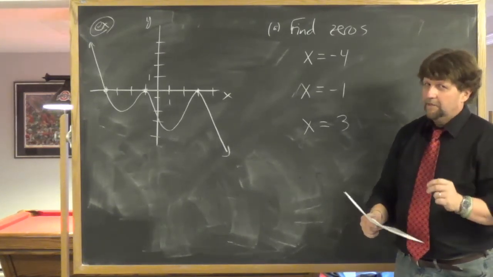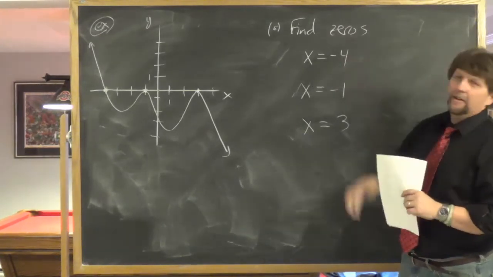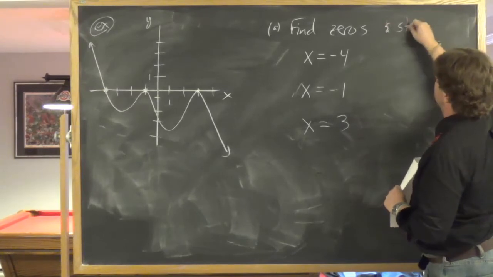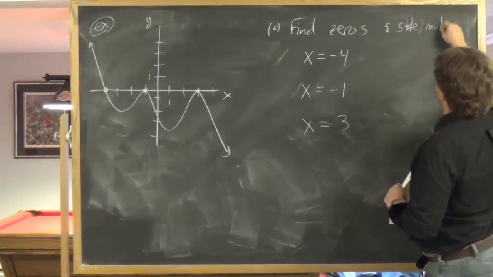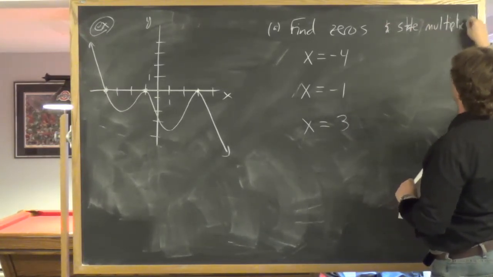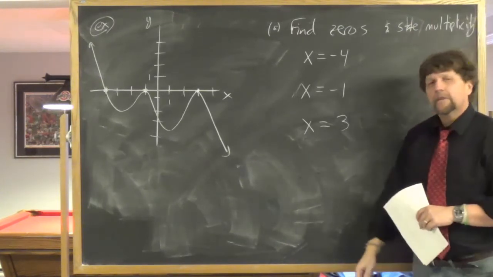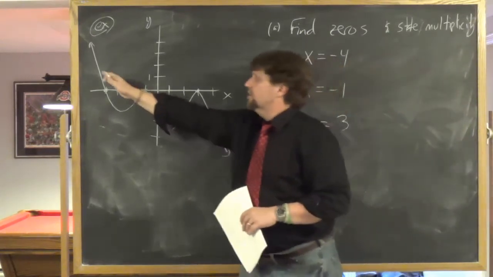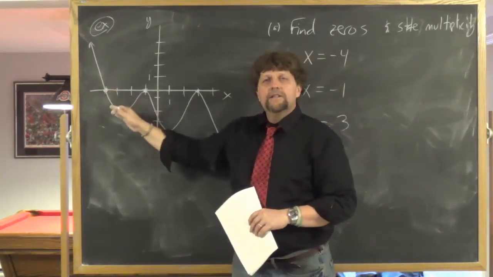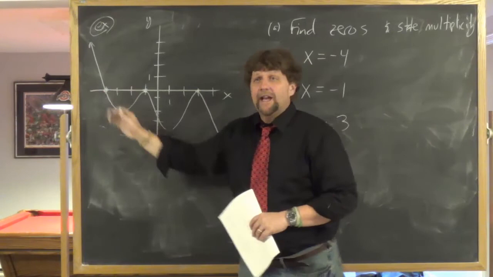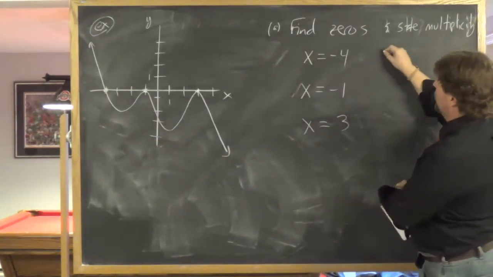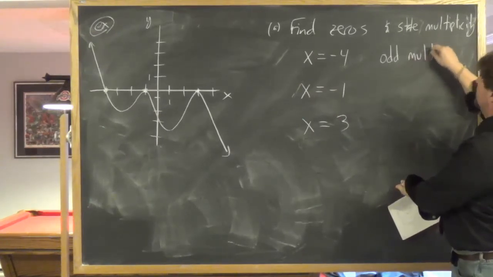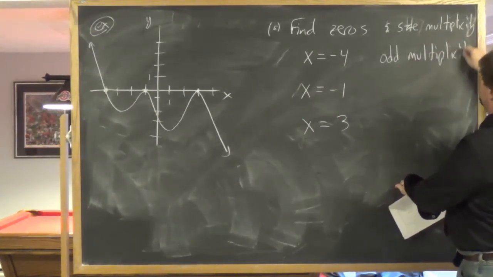Let's make the following observation now. Let's not only find the zeros, but let's state the multiplicity. So look at the graph at x equals -4. Notice it is crossing the x-axis. If it's crossing the x-axis at -4, we have to have odd multiplicity.